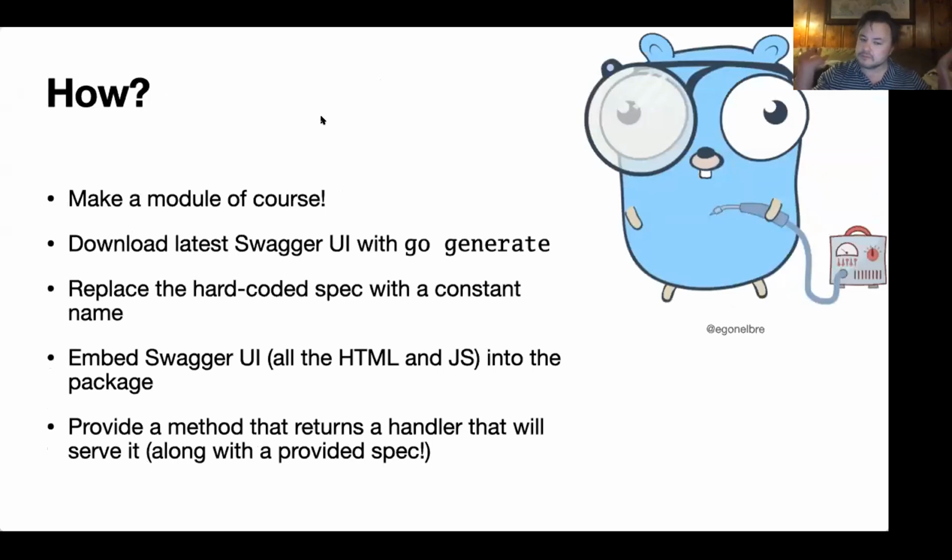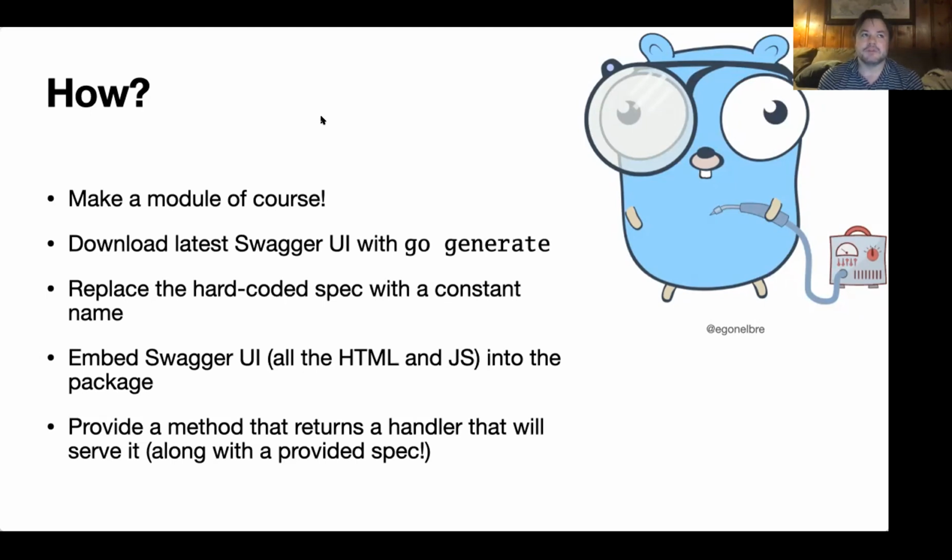So how? Well, we can make a module to do this for us. This module could bundle up the latest Swagger UI using Go Generate. The Swagger UI, as downloaded from the releases on GitHub, typically comes bundled with a generic example specification for a pet store API. This is intended to showcase not only the features of the specification, but of the UI itself. However, we're not all developing pet stores, I hope.